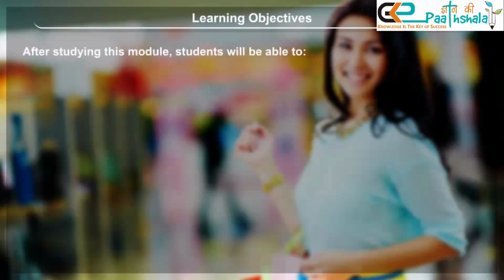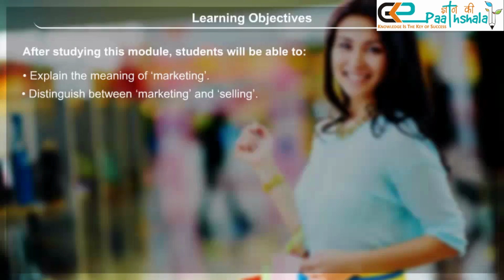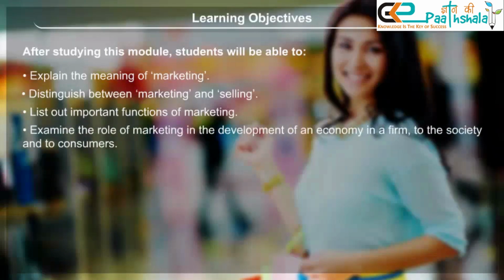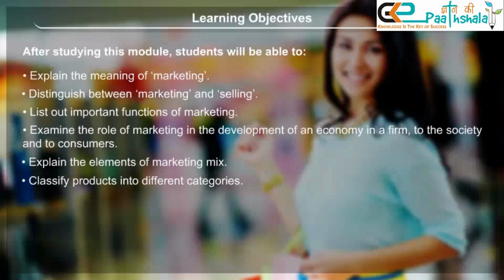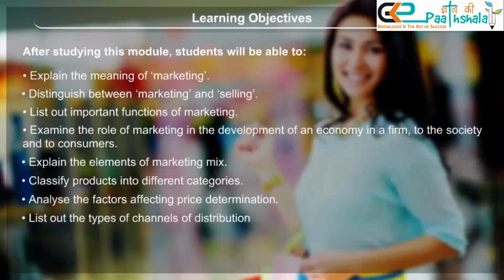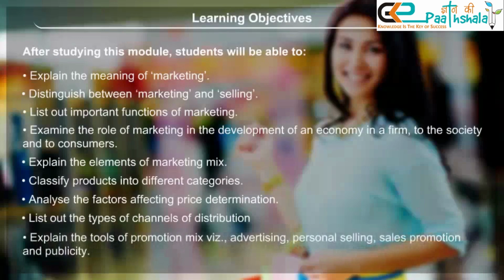Learning objectives. After studying this module, students will be able to explain the meaning of marketing, distinguish between marketing and selling, list out important functions of marketing, examine the role of marketing in the development of an economy, in a firm, to the society and to consumers, explain the elements of marketing mix, classify products into different categories, analyze the factors affecting price determination, list out the types of channels of distribution, and explain the tools of promotion mix, viz. advertising, personal selling, sales promotion, and publicity.